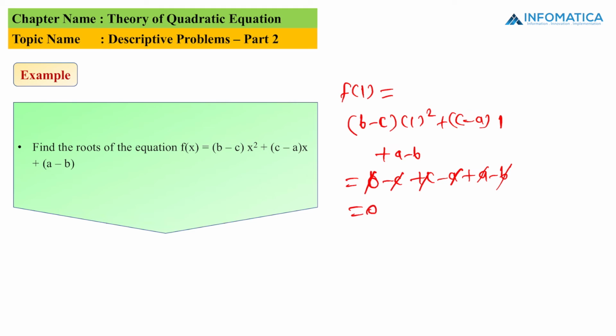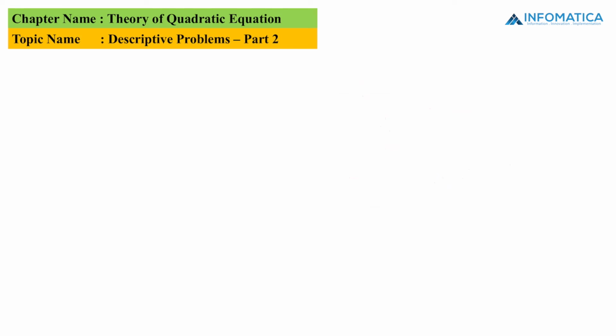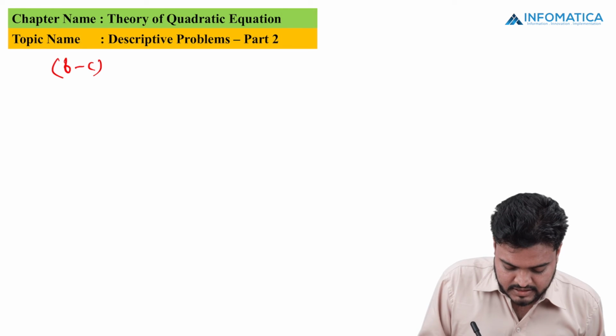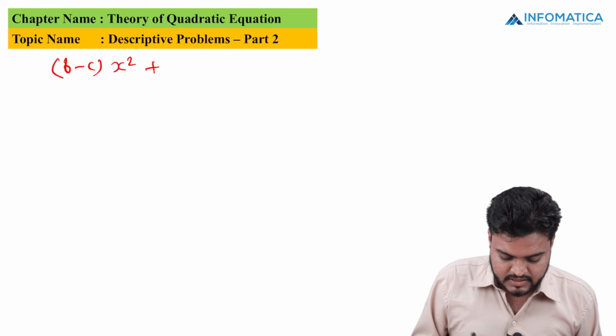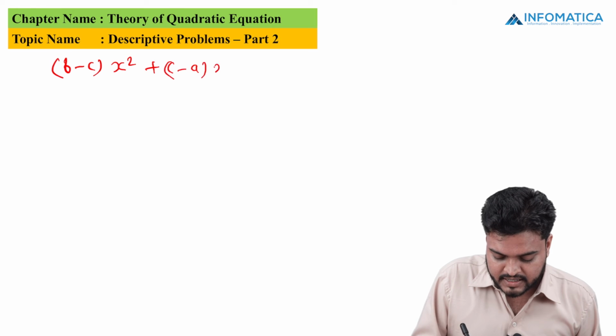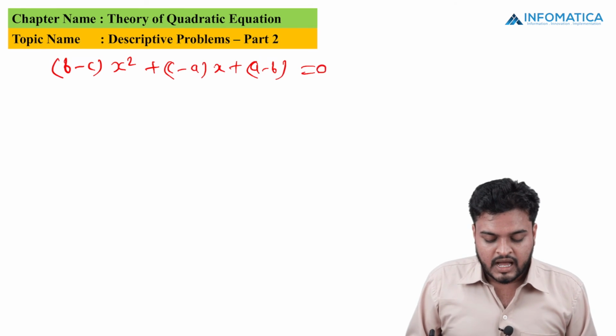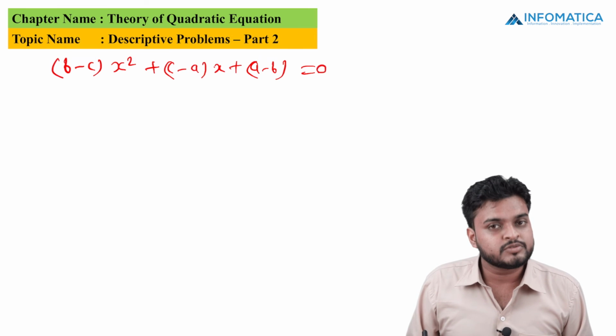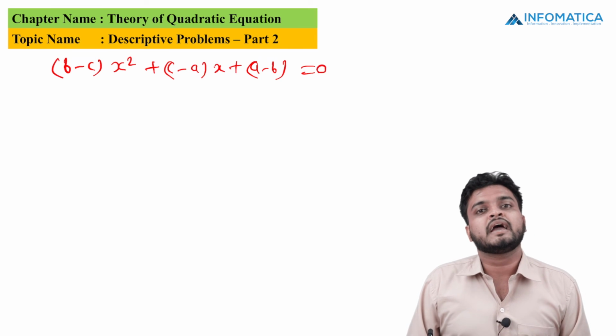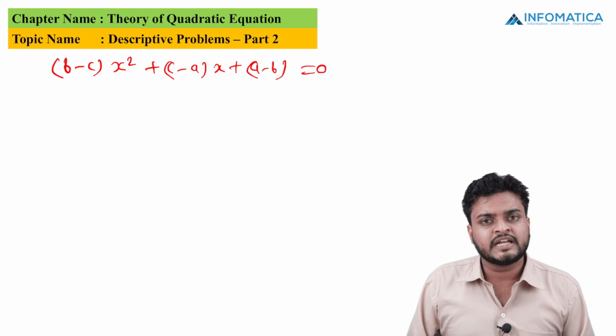Now I have to work for the next root. So what should I do? I have the equation b minus c into x square plus c minus a into x plus a minus b is equal to 0. I know the value of root is equal to 1 and I have to find the another root. So what can I do here?